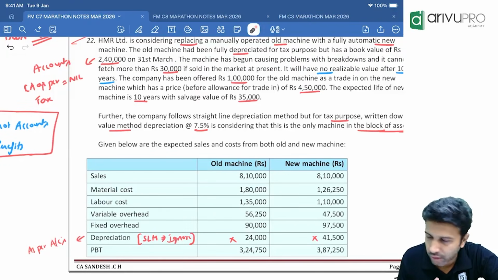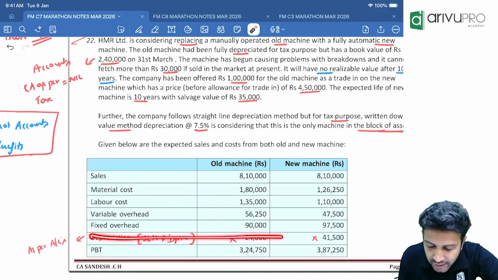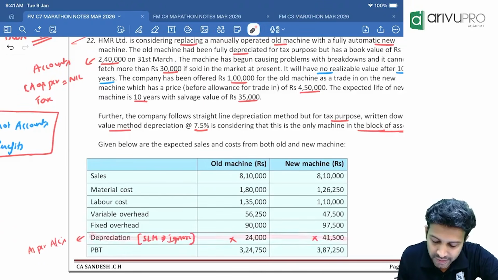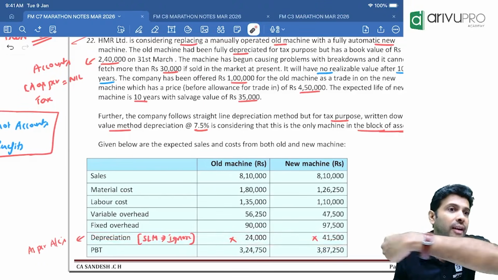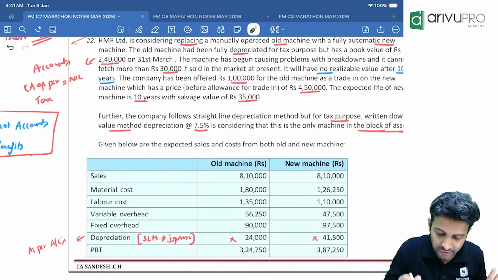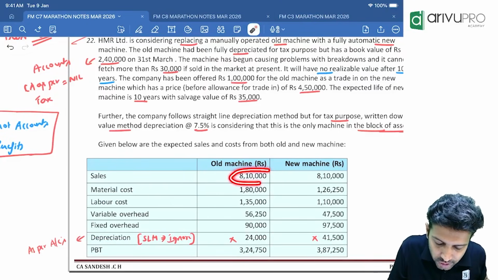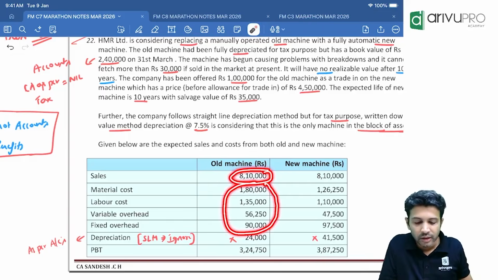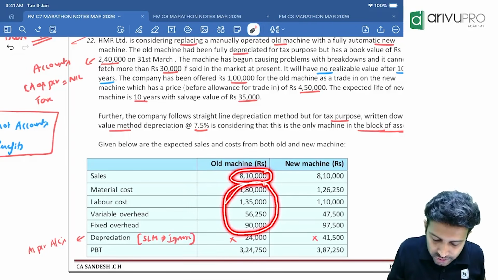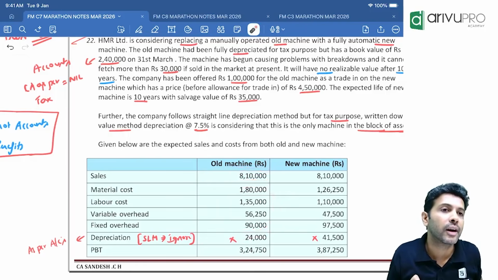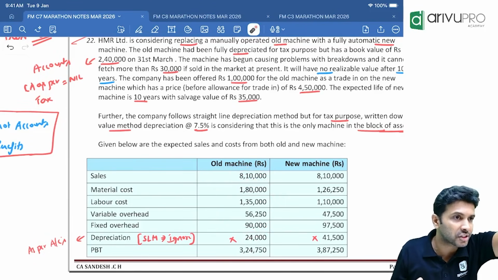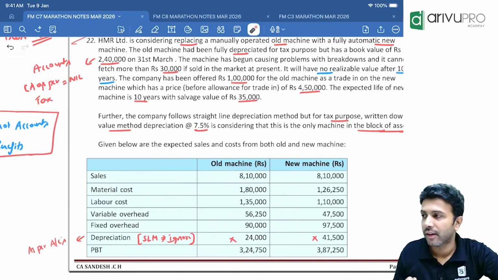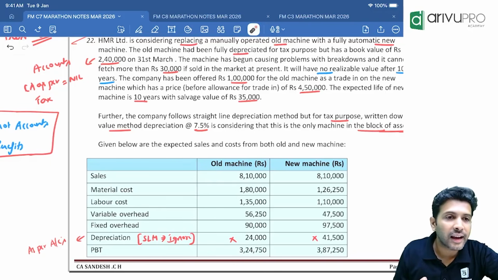Hence, what we will do is ignore this data. Ignore this data, because will we take this depreciation or the one we calculated? The one we calculated. So leave that. From here, take your calculator. This is your income. From here, you reduce all this expense. From 8,10,000, reduce the circled numbers. You will get earnings before depreciation. Is my statement right? How much are you getting? 3,48,750. That is one approach.